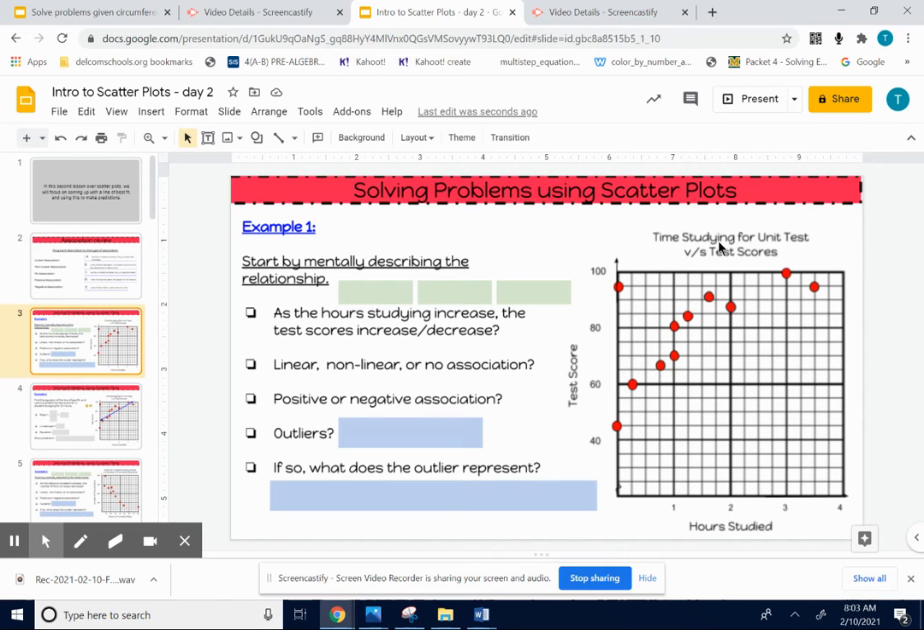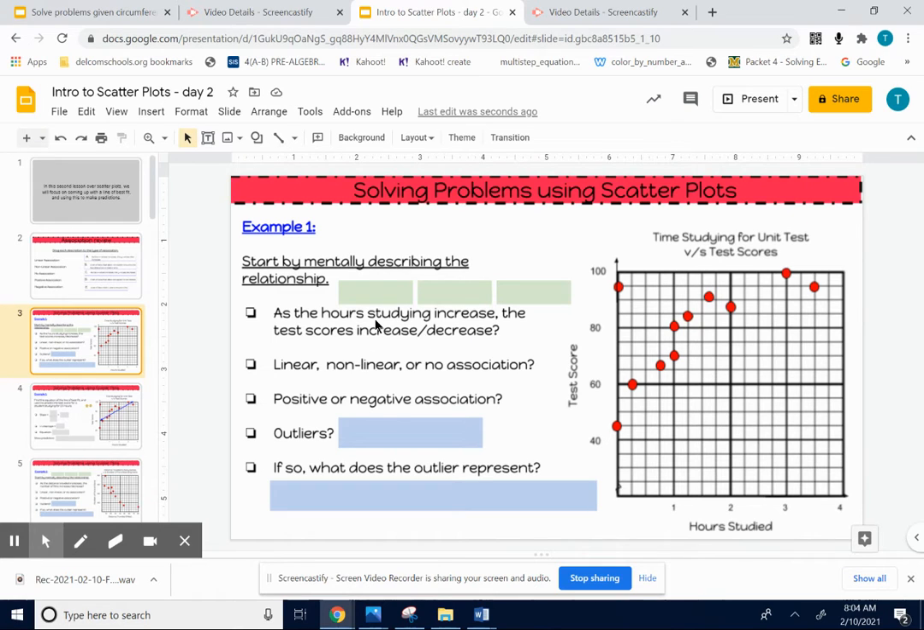We're going to look at time studying for a test versus test scores. On the y-axis, we have test scores. On the x-axis, we have hours studied. So I guess we found test scores of about 20 students or so, and we figured out how many hours they studied, and a point represents each student.